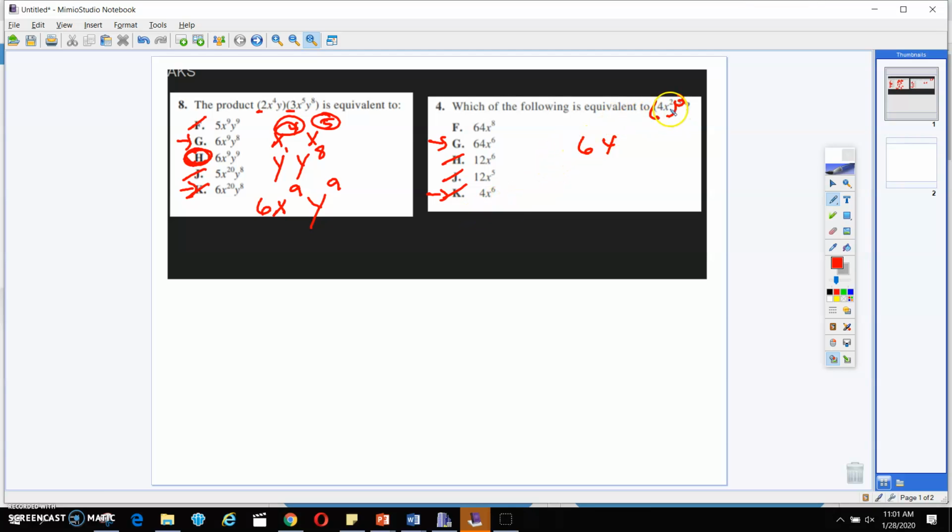Okay? Then what we're going to do is we're going to raise x to the 2nd power, and we're going to raise that to the 3rd power. What do we do with our exponents when this happens? We're going to multiply them together. So what's 2 times 3? 6. So what is our answer going to be? G. Zach, you got it right.